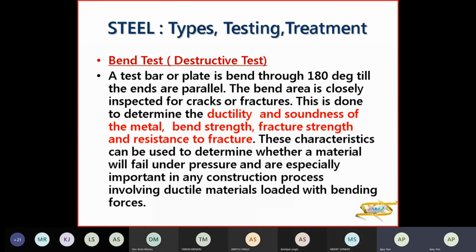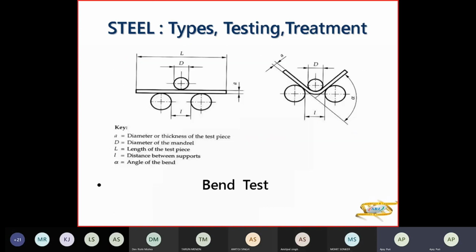सो टेस्ट बार और प्लेट इज बेंट थ्रू 180 डिग्रीज। अगर पहले ही क्रैक आ गया तो फिर इसकी बेंडिंग में गड़बड़ है, तो इसको डिस्कार्ड करना पड़ेगा, देन यू कांट यूज दिस मटेरियल टिल द एंड्स आर पैरेलल। इसका मतलब ये ट्राइंग टू मेक दिस एंड दिस पैरेलल टू ईच अदर। और किस पॉइंट पे आपका क्रैक आएगा, अगर वो हो जाता है दैट मीन्स you can use it for bending, otherwise you have to discard that material.